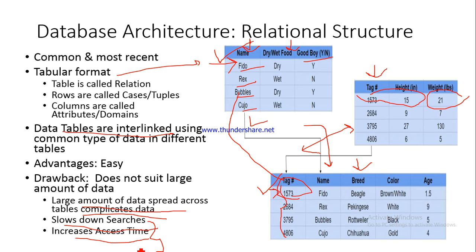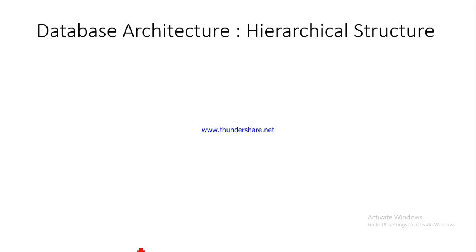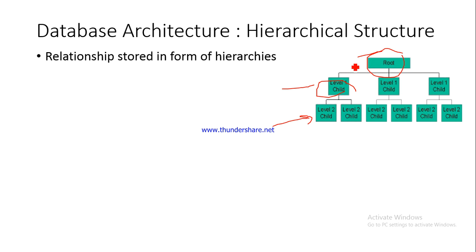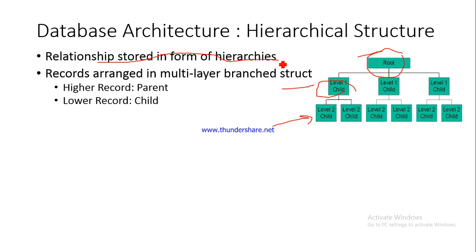Now let us move over to the next type, which is the hierarchical structure, hierarchy. So here the data is basically arranged in a hierarchy. Now have a look. This is what we mean by the hierarchy. The topmost node is known as the root, and then we have the level 1 child at the first level, right? At the second level we have the level 2 child, right? So this is how the database is arranged in a hierarchical structure. Relationships, as I told you, are stored in the form of hierarchies.